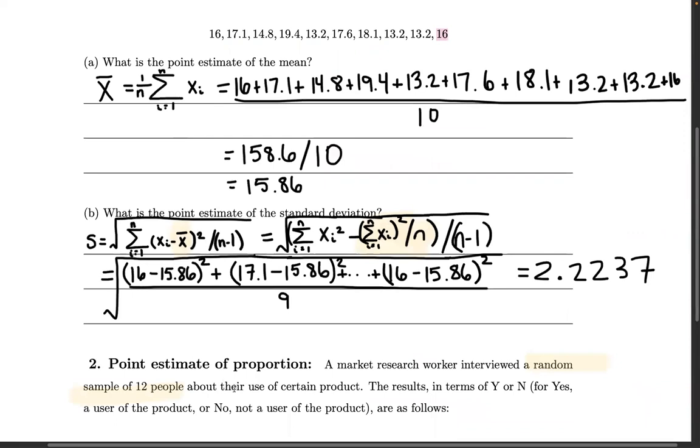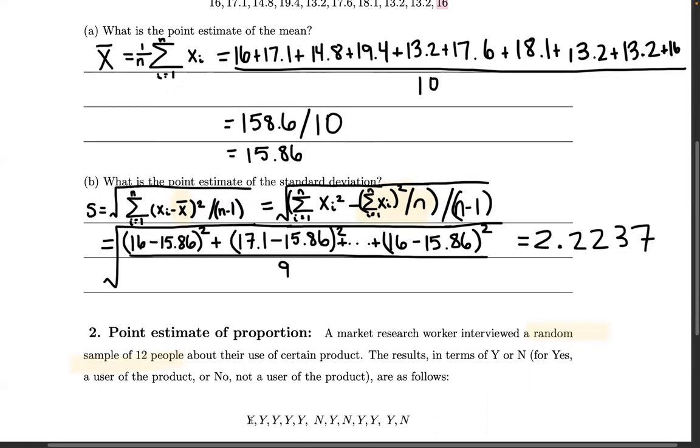Point estimate of proportion. A market research worker interviewed a random sample of 12 people about their use of a certain product. The results, in terms of Y or N for yes or no, so yes, they are a user of the product, or no, not a user of the product, are as follows. So here we have our 12 different people, and each person is either a yes or a no.